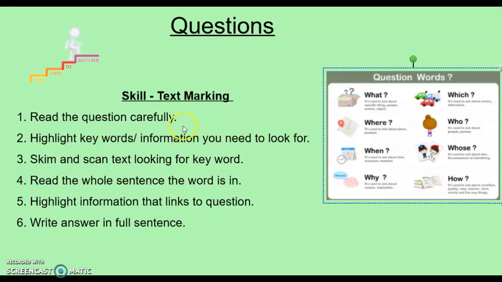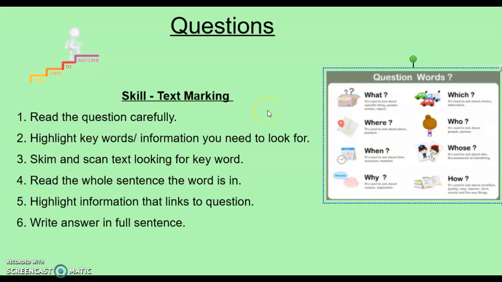So here are our steps to success when we are text marking successfully. So the first thing to do is read the question, highlight the keywords or information that you need to look for. So highlight the type of questioning word, and that will tell you what you need to find, either a place or a name or a date.